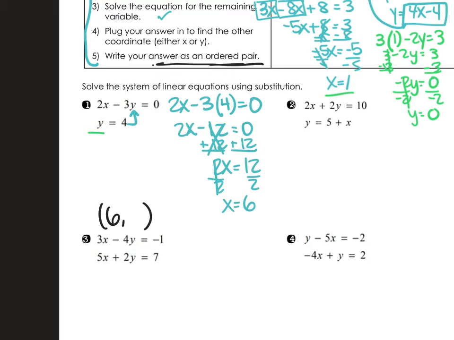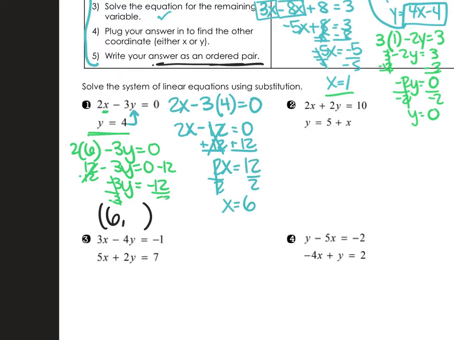So there's no x to plug into this one, so I need to plug x into the 2 times x. So 2 times 6 minus 3y equals 0. 12 minus 3y equals 0. Subtract 12, and divide by negative 3. y equals 4. So you should have still got that even if you plugged it back in like that. So that means our solution is a 1 solution, and it's 6, 4.